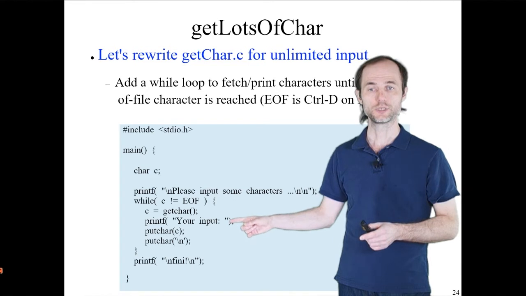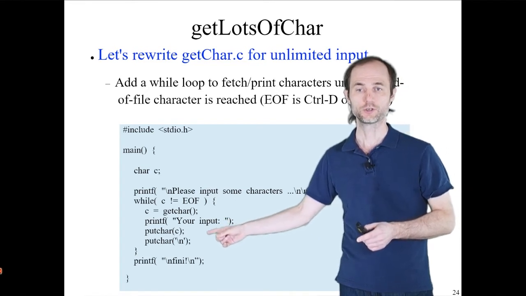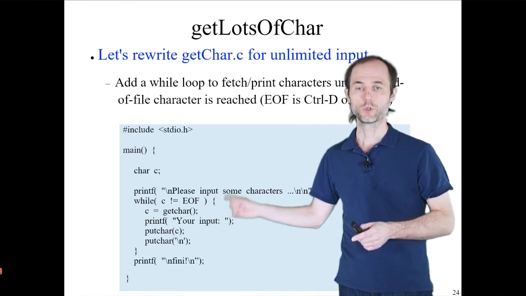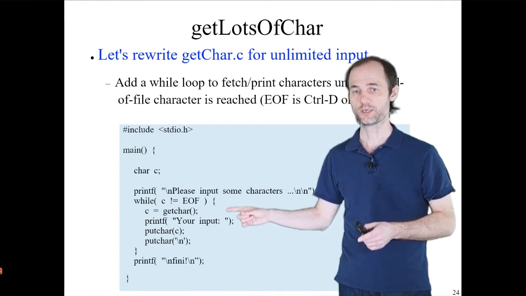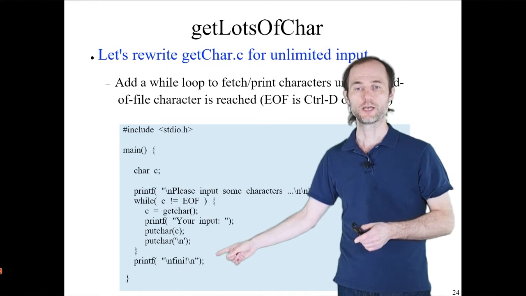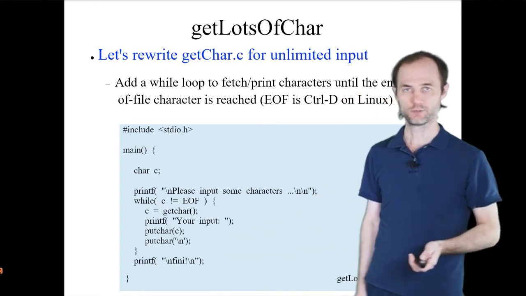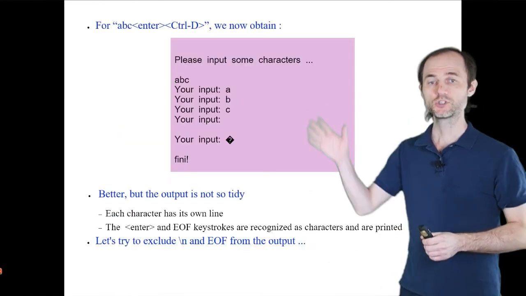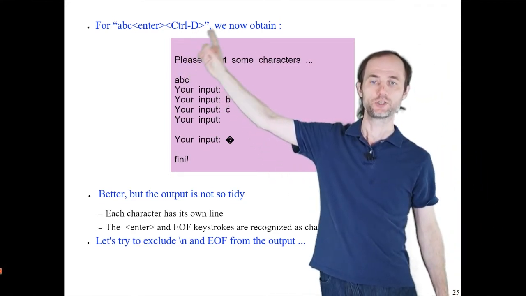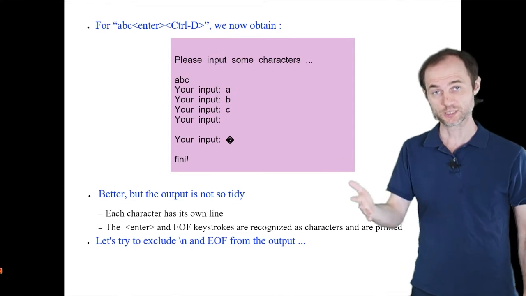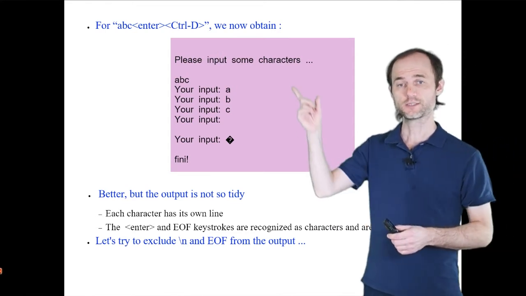We're going to print out the value of that character followed by a new line. And we're going to keep looping until we input the end of file from the command line. And once we're done, we will print out Finny, and we're going to be happy. So this is the typical output. If we enter A, B, C, press enter, and then press Control D to send the end of file. And that's exactly what you're going to get.